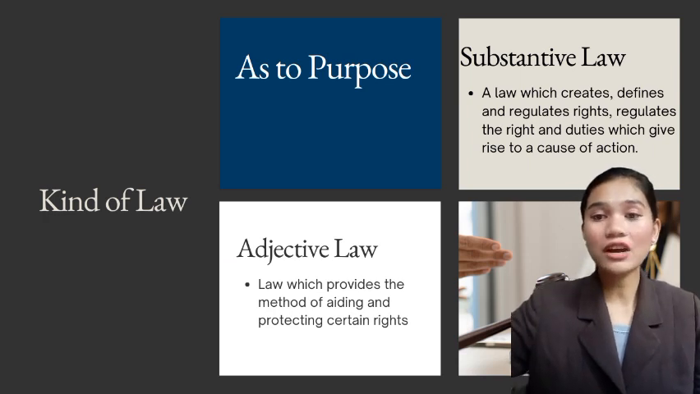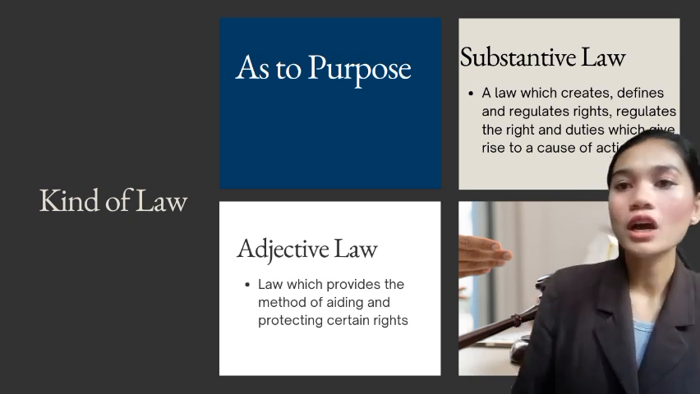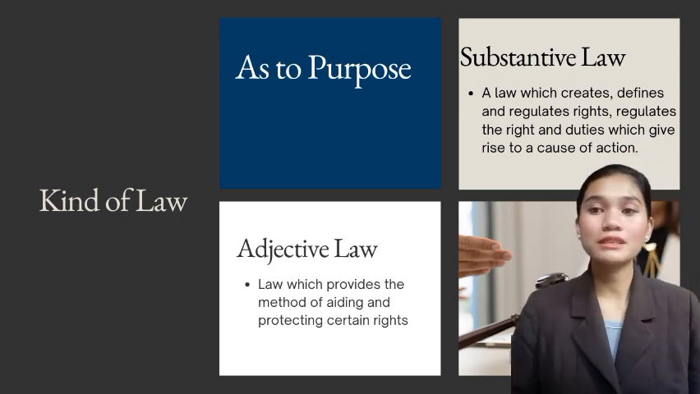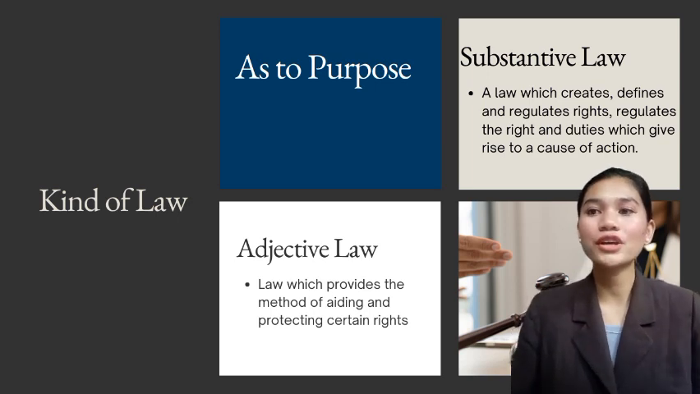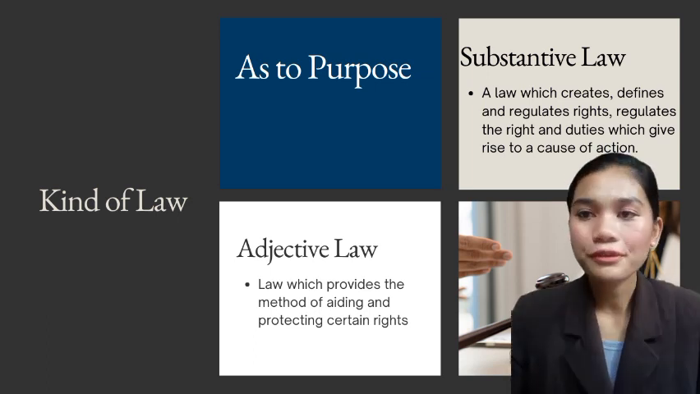So what are the kinds of law? There are two kinds of law as to purpose. First, substantive law. Substantive law creates, defines, and regulates the rights and duties which give rise to a cause of action.